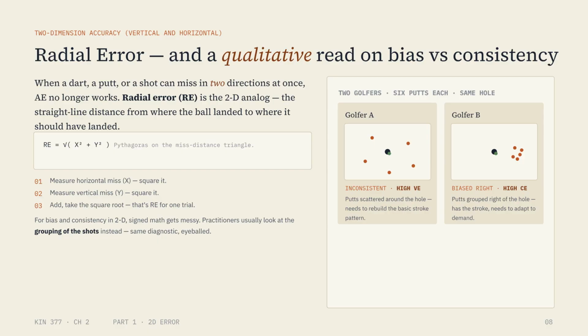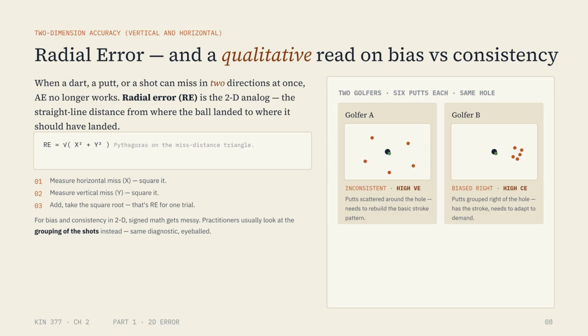Golfer A has the other 5 balls scattered all around the hole, a consistency problem, high VE. She doesn't yet have a stable stroke pattern. Golfer B has the other 5 balls grouped tightly to the right of the hole, a bias problem, high CE. She has a great stroke, she just doesn't have it aimed right. Same overall accuracy, 2 completely different coaching priorities.